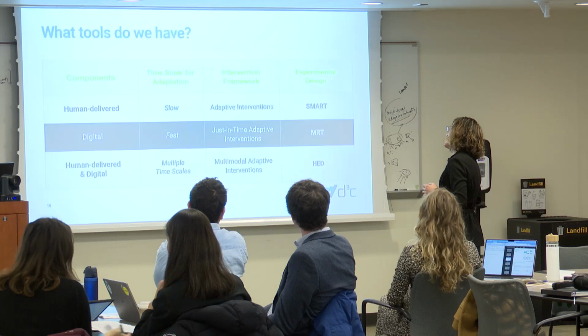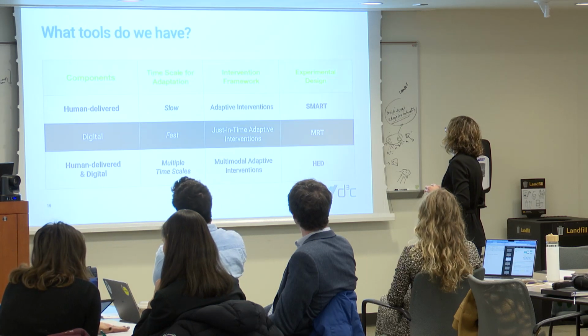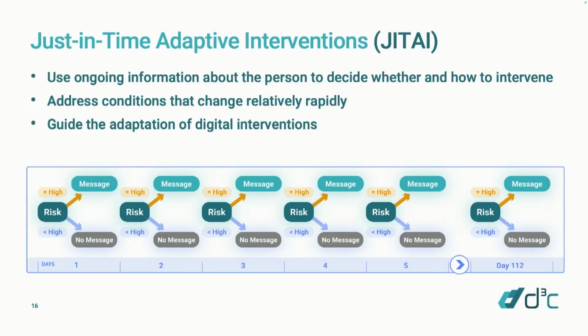Let's talk about Jedis, my favorite topic. I know I shouldn't choose sides, but I do love these interventions. So what is a Jedi? A Jedi is just like an adaptive intervention. It's a guide for how we should adapt interventions in practice, how we should use dynamic information about the person to make intervention decisions. But Jedis, they're special. And that's why I like them.